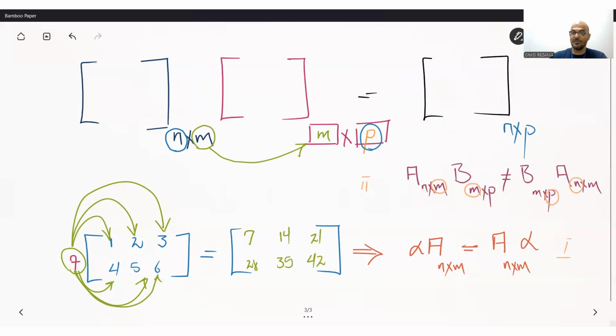I call it rule number two. Multiplication of any scalar into a matrix is permutable. We can change this spot. But the multiplication of two matrices, they are not permutable. We cannot change the order of the multiplication. This is a very important thing that we're just going to use when we come after the break.